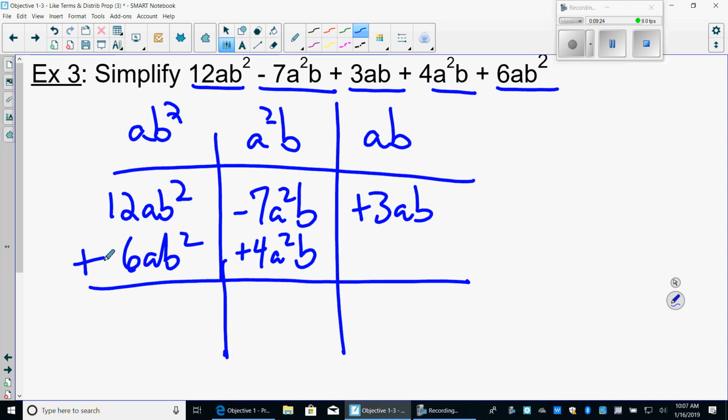Do you understand? Again, if you want to write it out horizontally and circle it and box it in, that's fine too. But I like doing this so that I can see that they line up. So, what do you get when you add the first column? 18AB squared. Very good.